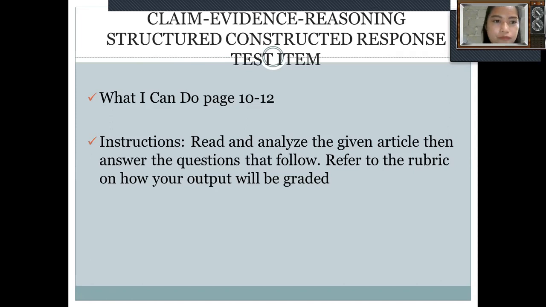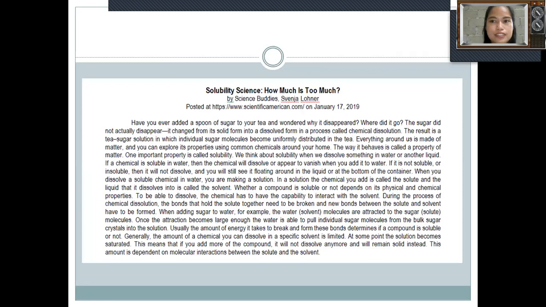So the instructions: read and analyze the given article, then answer the questions that follow. Refer to the rubric on how your output will be graded. So let's take a look. This is the article. You're going to read it. My advice to you is for you to read it slowly. Even if it takes 3 to 5 times for you to read it, please do so for you to clearly understand the article.